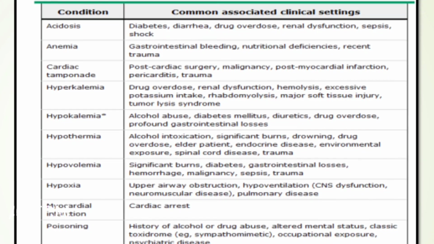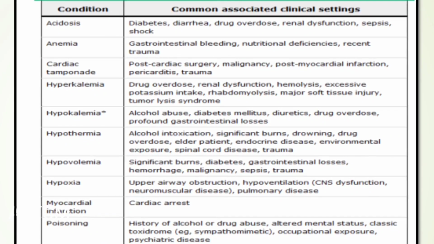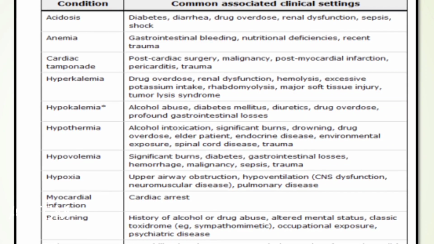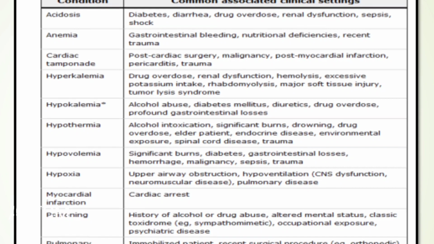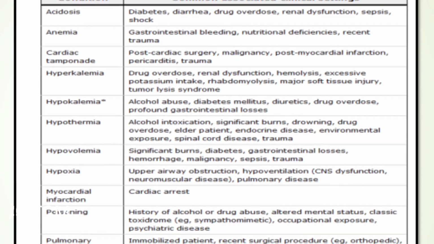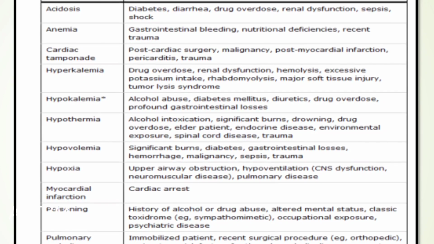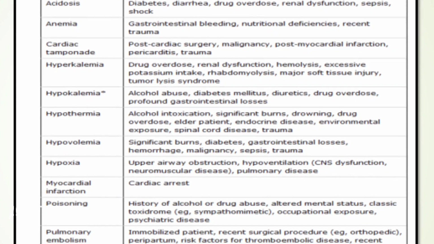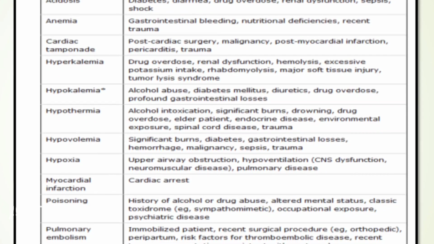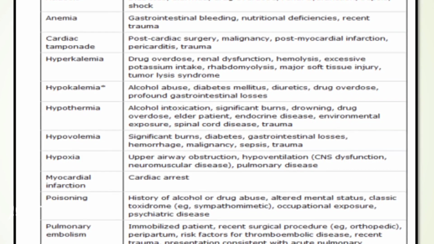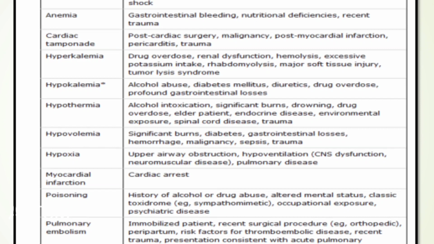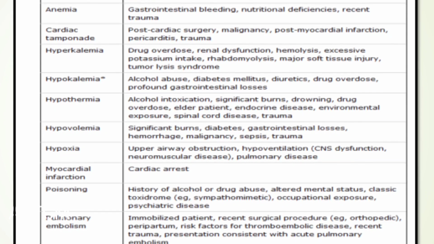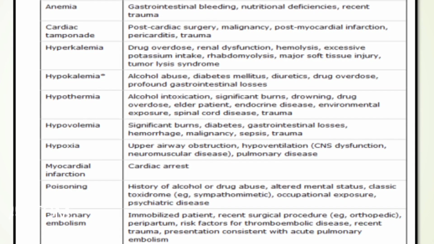Hyperkalemia because of drug overdose, renal dysfunction, hemolysis, excessive potassium intake, rhabdomyolysis, which is one of the most common causes of acute renal failure, and tumor lysis syndrome, which is exclusively found in malignancy patients. Hypokalemia, either because of alcohol abuse, diabetes mellitus, drug overdose, diuretics, and profound GI losses. Hypothermia because of alcohol intoxication, significant burns, drowning, drug overdose, elderly patients, endocrine diseases, spinal cord disease, etc. Hypovolemia because of burns, diabetes, GI losses, hemorrhage, sepsis, or even trauma.